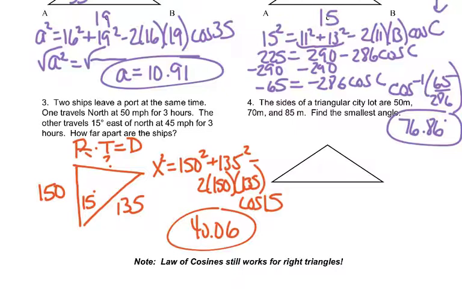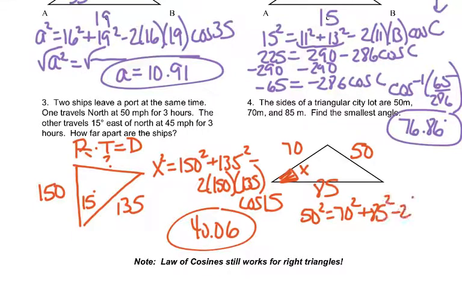Last one, city lot, whatever, 50, 70, 85. Find the measure of the smallest angle. Do you remember which angle is the smallest angle? Right, from geometry, the smallest angle is across from the smallest side. So 50 squared equals 70 squared plus 85 squared minus 2 times 70 times 85 times the cos of what you're looking for. So 50 squared there, 2,500.